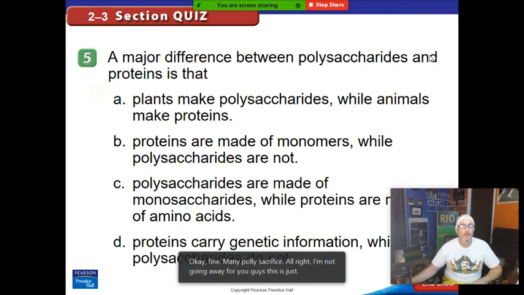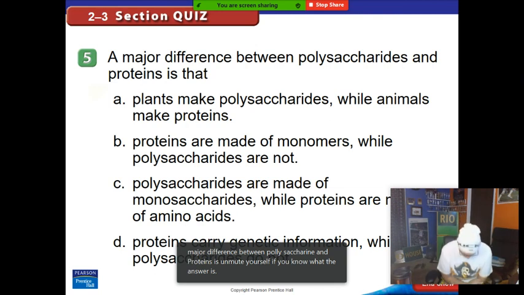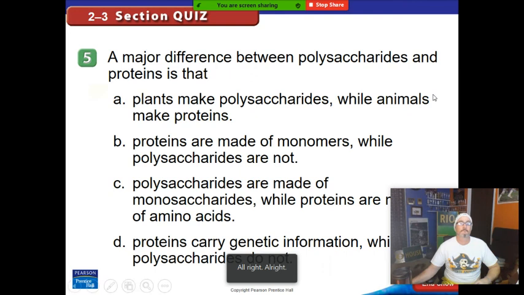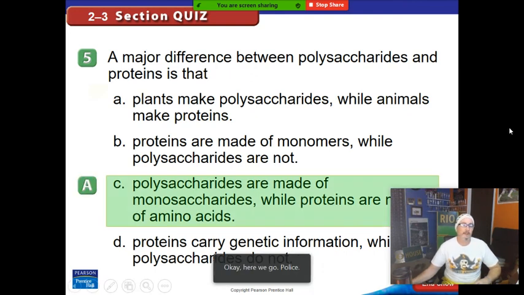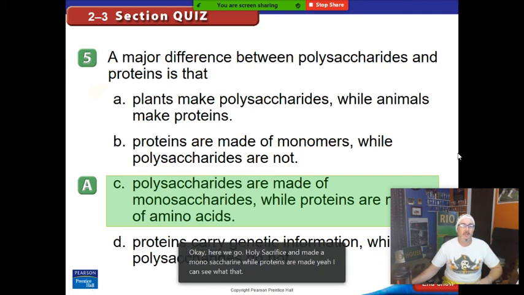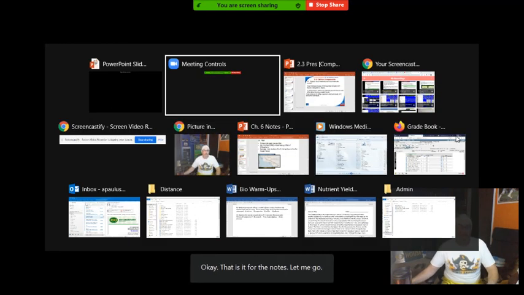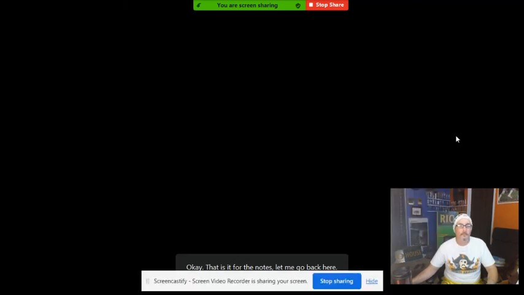All right, I'm not going to wait for you guys. This is just ridiculous. A major difference between polysaccharides and proteins is... Unmute yourself if you know what the answer is. All right, nobody. Okay, here we go. Polysaccharides are made of monosaccharides, while proteins are made of amino acids. So it's the monomers that make them up. Okay, that is it for the notes. Let me go back here.